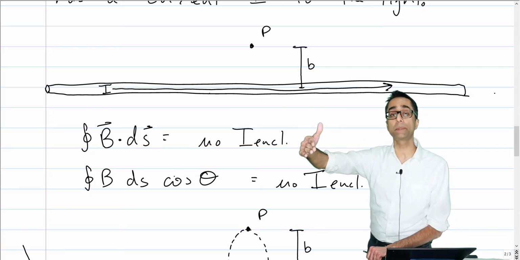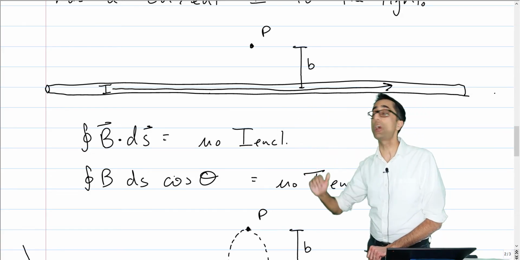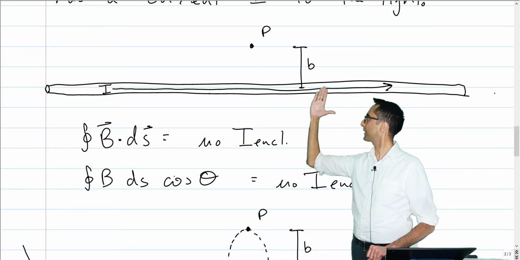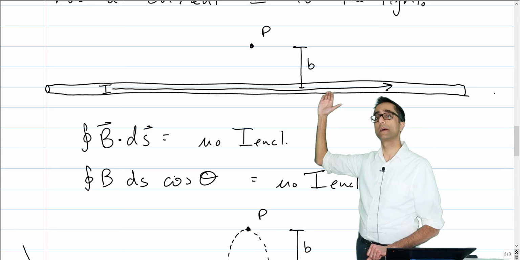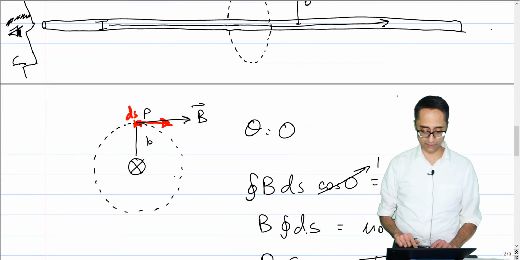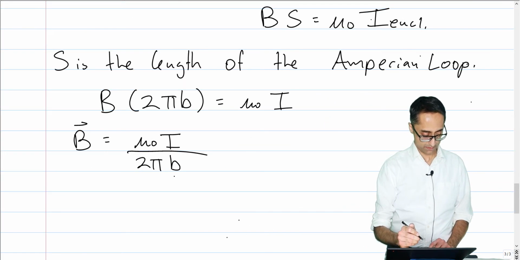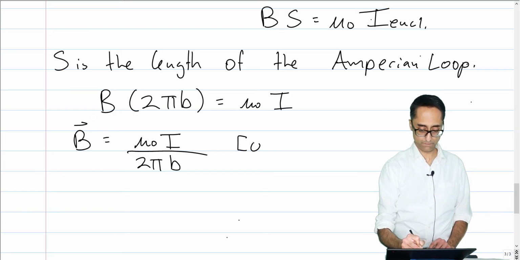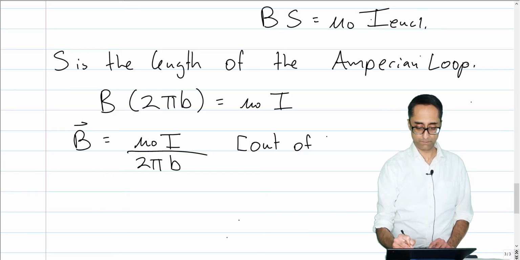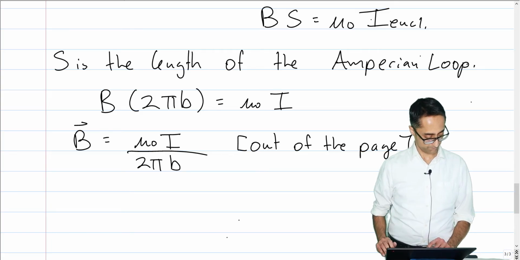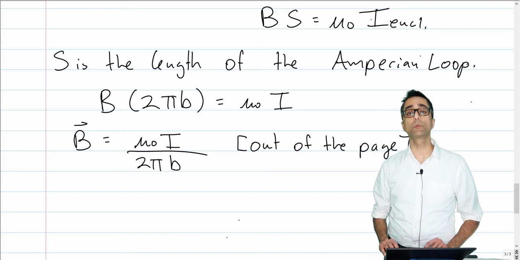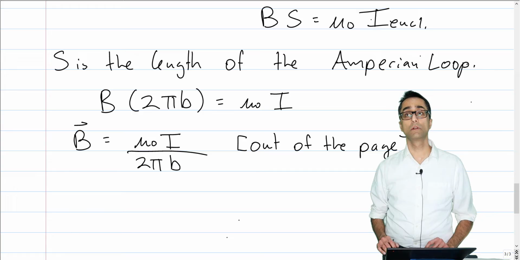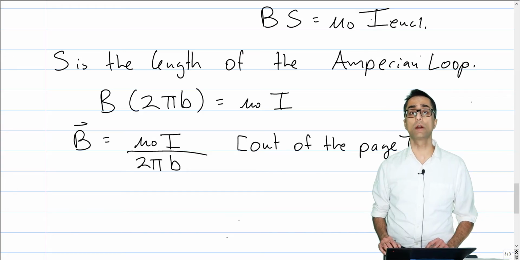But where's the point P specifically? At the top. And so if my thumb is this way at the top, my fingers are pointing out of the page. Out of the page is right. That's good, and we will do additional examples of Ampere's law another time.